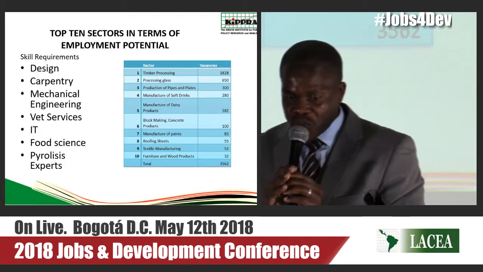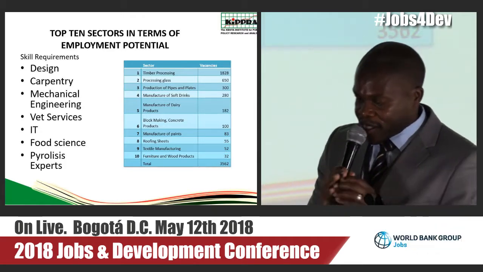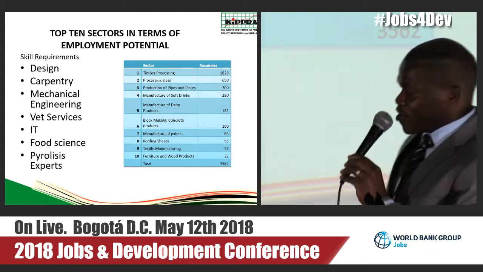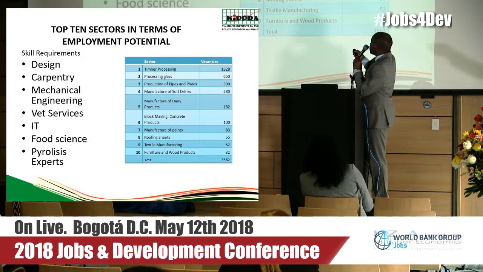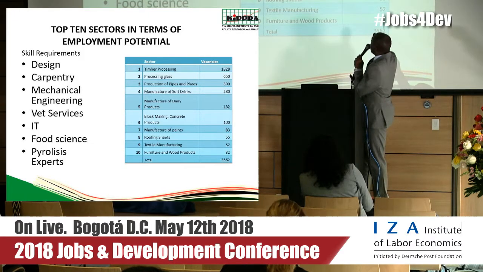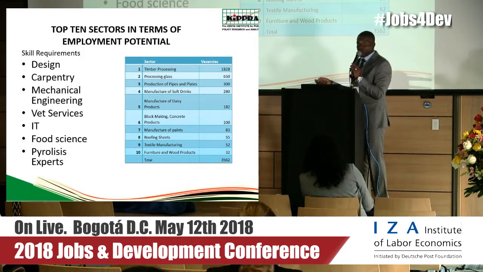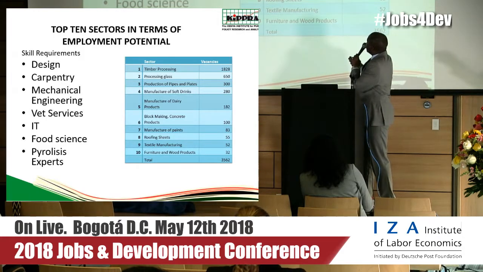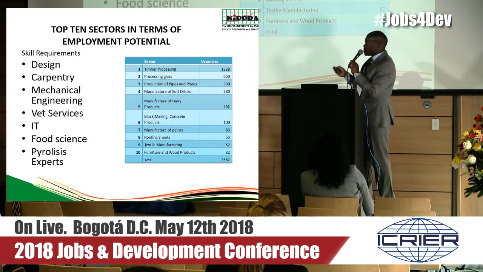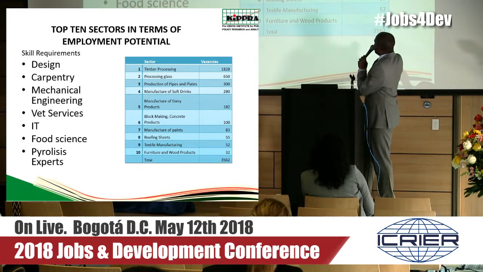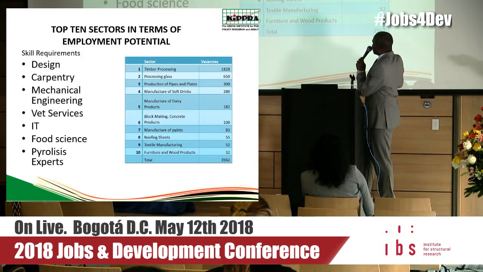Then from the interviews, we see that these are the top 10 sectors with employment potential. We see that timber processing ranks very highly. These are wood and wood products. There is glass processing, which has quite a number of employment opportunities. Production of pipes and plates, manufacturing of dairy products, block making, manufacturing of paints, and the rest.